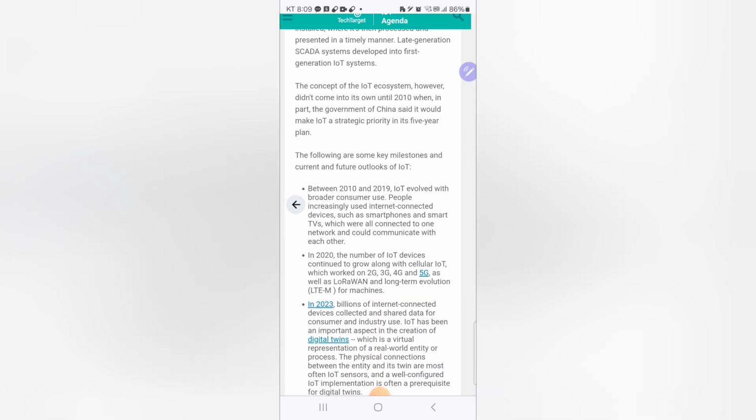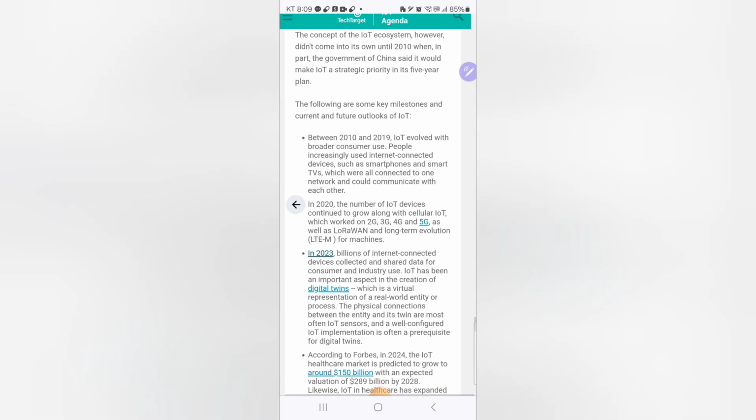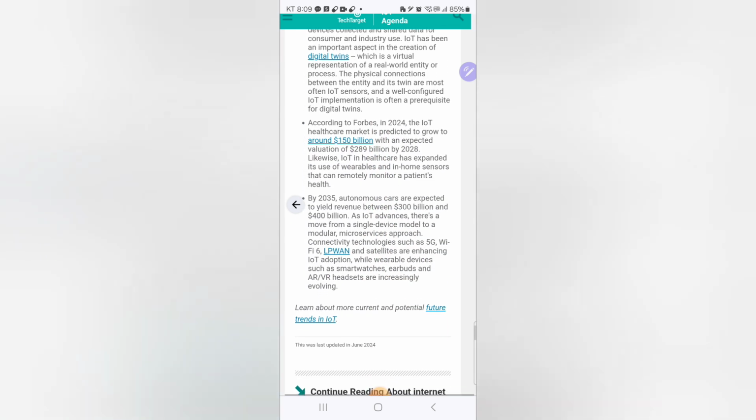The concept of the IoT ecosystem, however, didn't come into its own until 2010, when in part the government of China said it would make IoT a strategic priority in its 5-year plan. The following are some key milestones and current future outlooks of IoT.